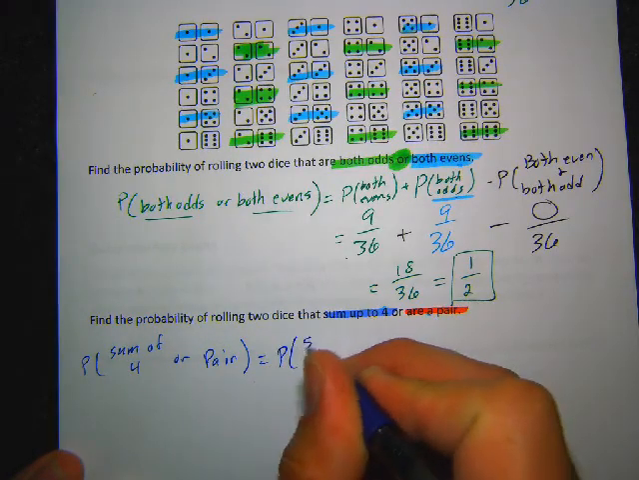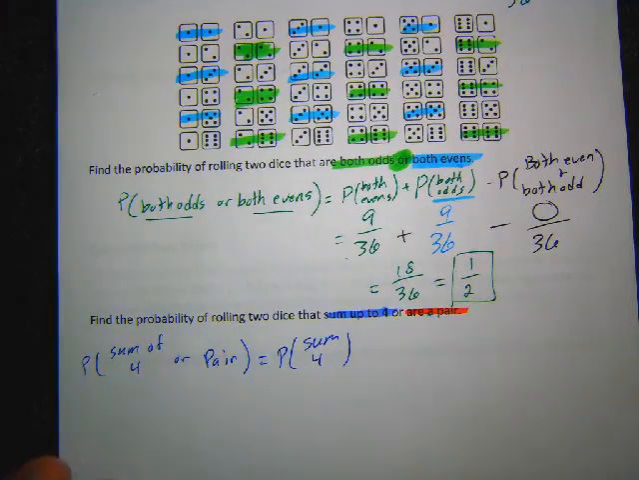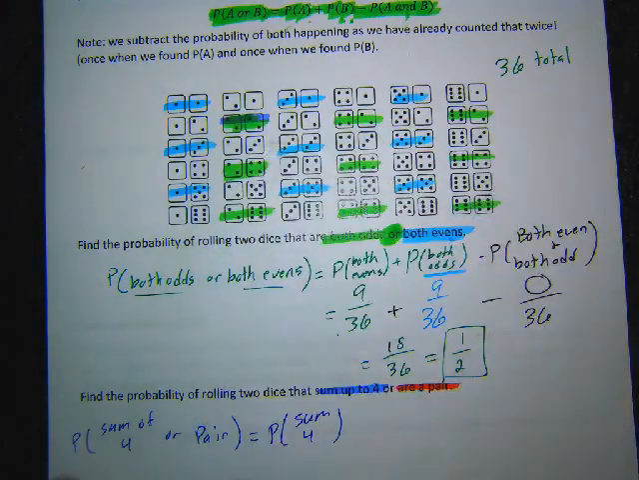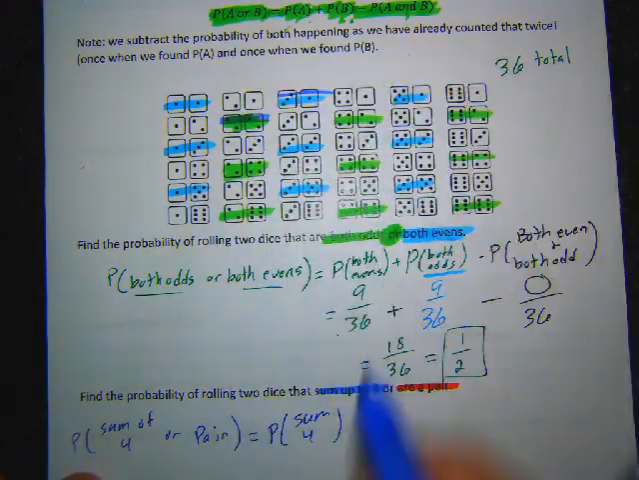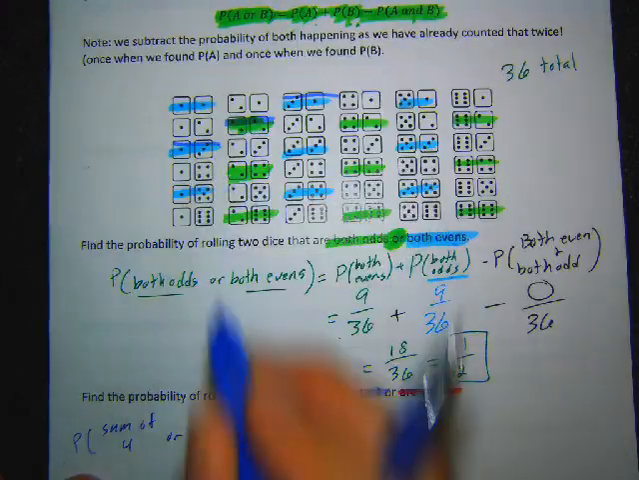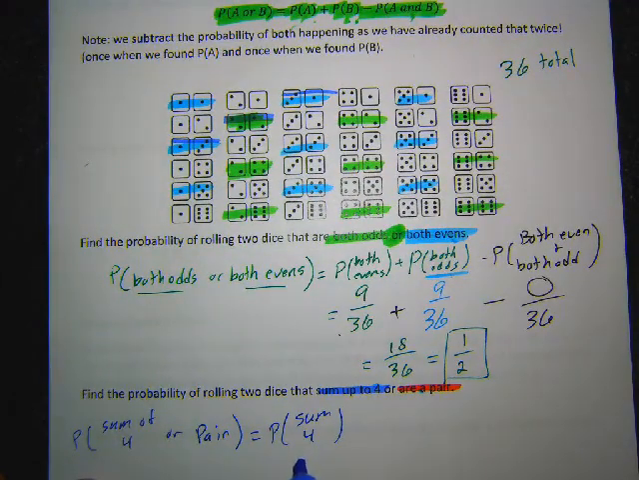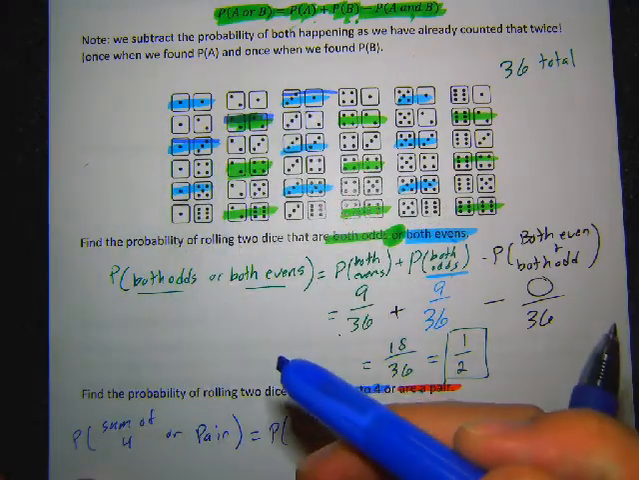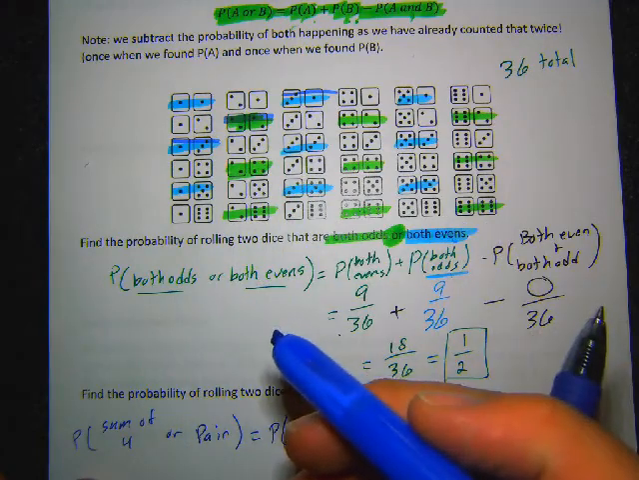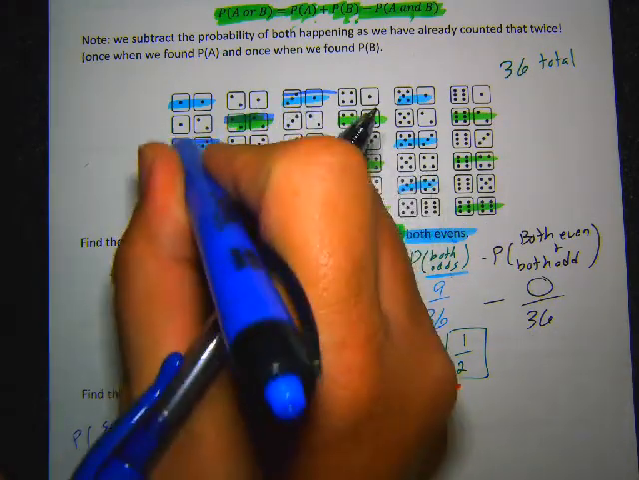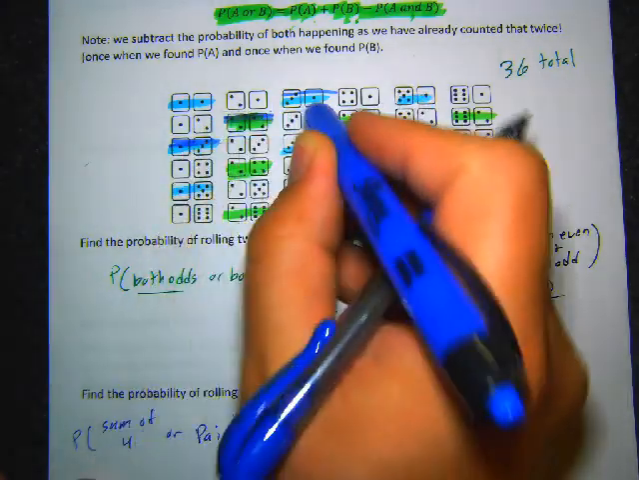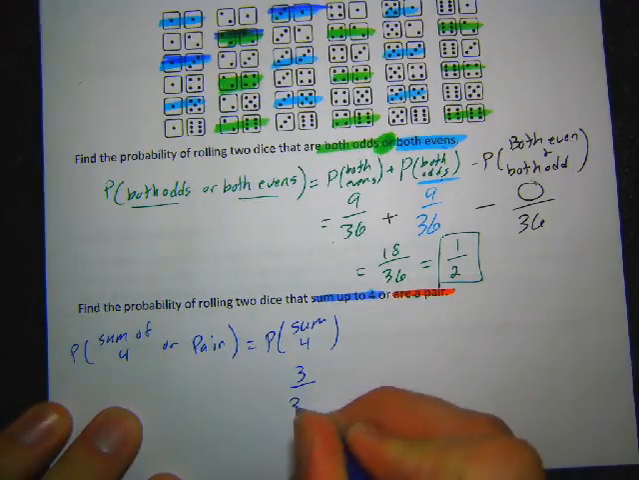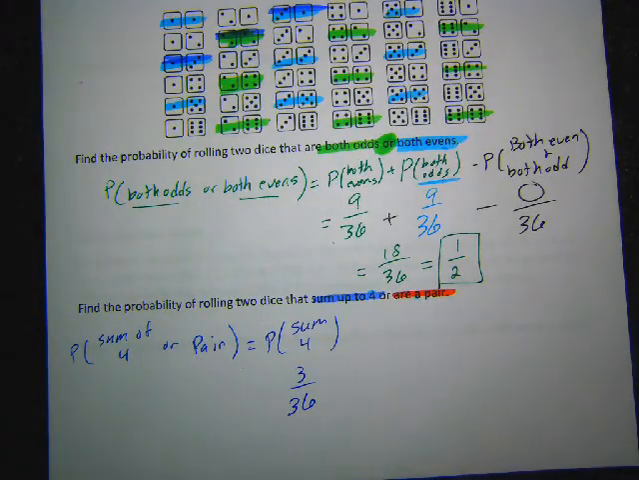First I'm going to find the probability of things that sum to 4. Things that add up to 4 are things like 2 and 2, 3 and 1, 1 and 3. We could also have 4 and 0, but we can't do 0. So I think that's it. There's only those 3 options out of all those 36 options that add up to 4.